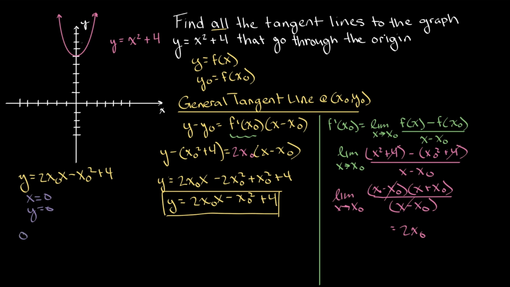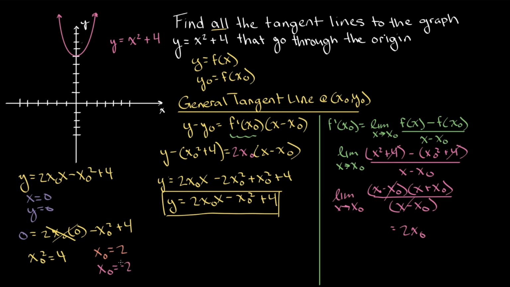So we get 0 is equal to 2 times x naught times 0 minus x naught squared plus 4. This will go to 0. We can add this x naught squared over. So we have x naught squared is equal to 4. And then we can take the square root and we will get x naught to be equal to 2. And we will also get x naught being equal to negative 2.